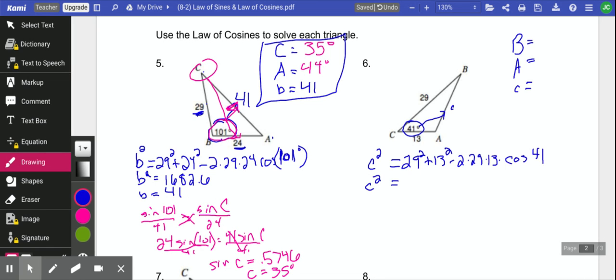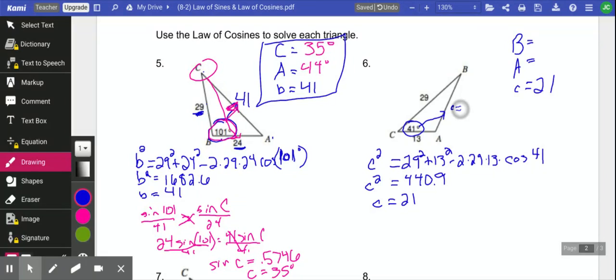Everything on the right-hand side is a number, so just stick that whole thing in the calculator exactly how it appears. 29 squared plus 13 squared minus 2 times 29 times 13 times cosine of 41. And we get 440.9-ish. Just leave that in your calculator and take the square root of it. And I'm going to round that to 21.